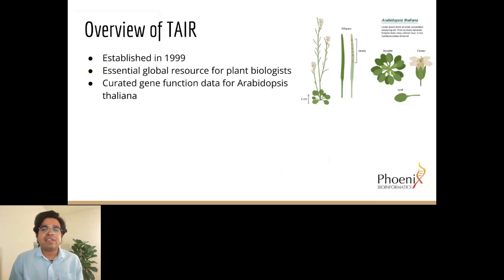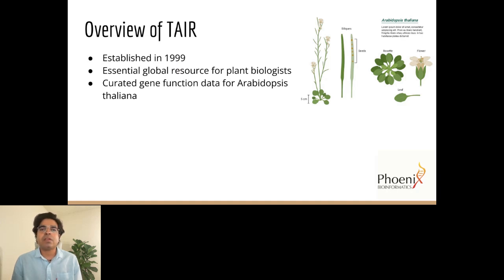Since its establishment in 1999, TAIR has been a cornerstone for plant biologists worldwide. It offers an invaluable collection of gene function data for Arabidopsis thaliana, which is a reference plant genome, widely regarded as the gold standard in plant biology research. With over 600,000 users globally, as indicated by Google Analytics, TAIR's impact is vast around the world. These users, spanning from academic institutions to industrial laboratories, depend on TAIR to access critical data that drives the research forward.